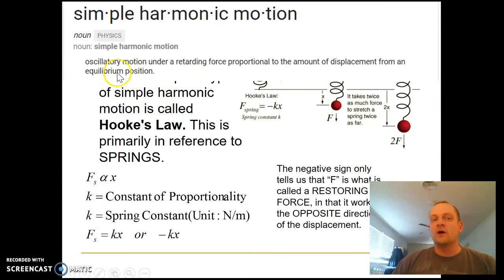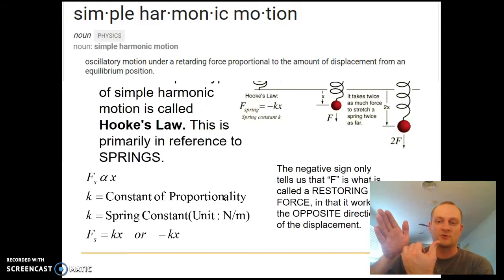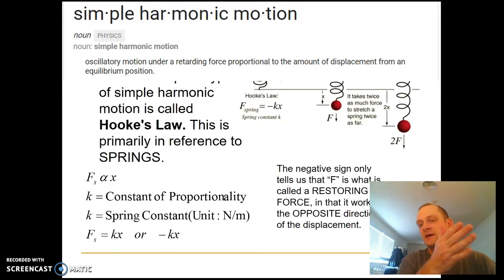Now, I'm just very briefly going to mention simple harmonic motion. Simple harmonic motion is oscillatory motion under a retarding force proportional to the amount of displacement from an equilibrium position. You're going to have a whole unit on simple harmonic motion later, but we're going to touch on it just a little bit today. So simple harmonic motion occurs whenever I take something and I move it one way, and there's a retarding force, a force going back the other way, trying to bring it back to equilibrium. So if it goes this way, the force pulls back this way, so then it moves that way, and then the force pulls back that way, and back and forth it goes, and it oscillates.